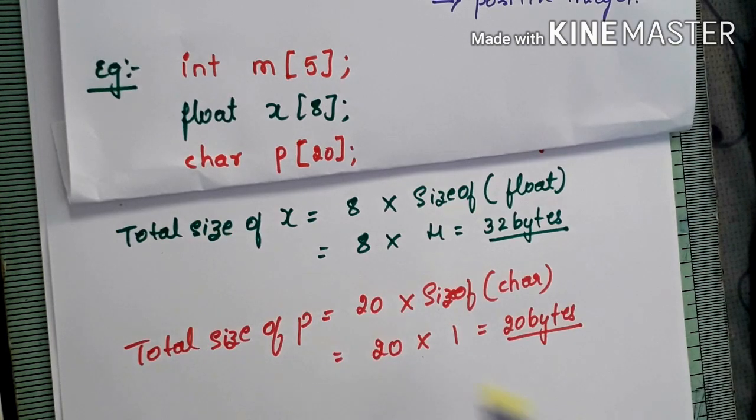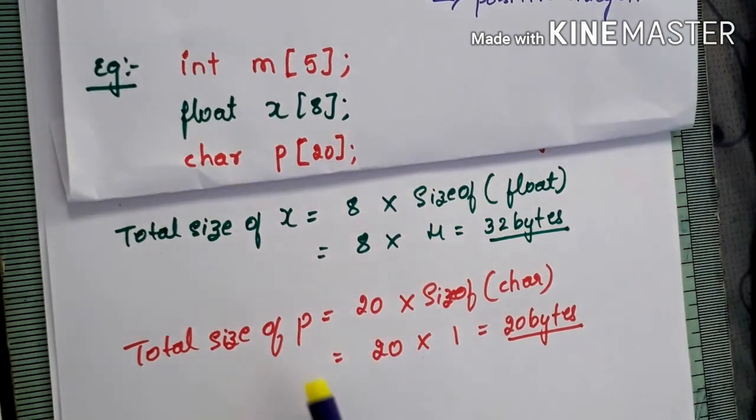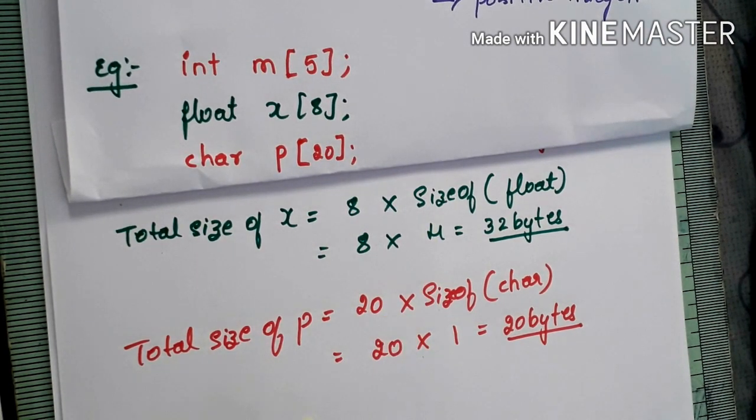In the same way, for the character array p, size is 20 and size of the data type of the array is char. Next 20 into size of char, which is 1. So that is 20 bytes. 20 bytes is the total size of the array p.